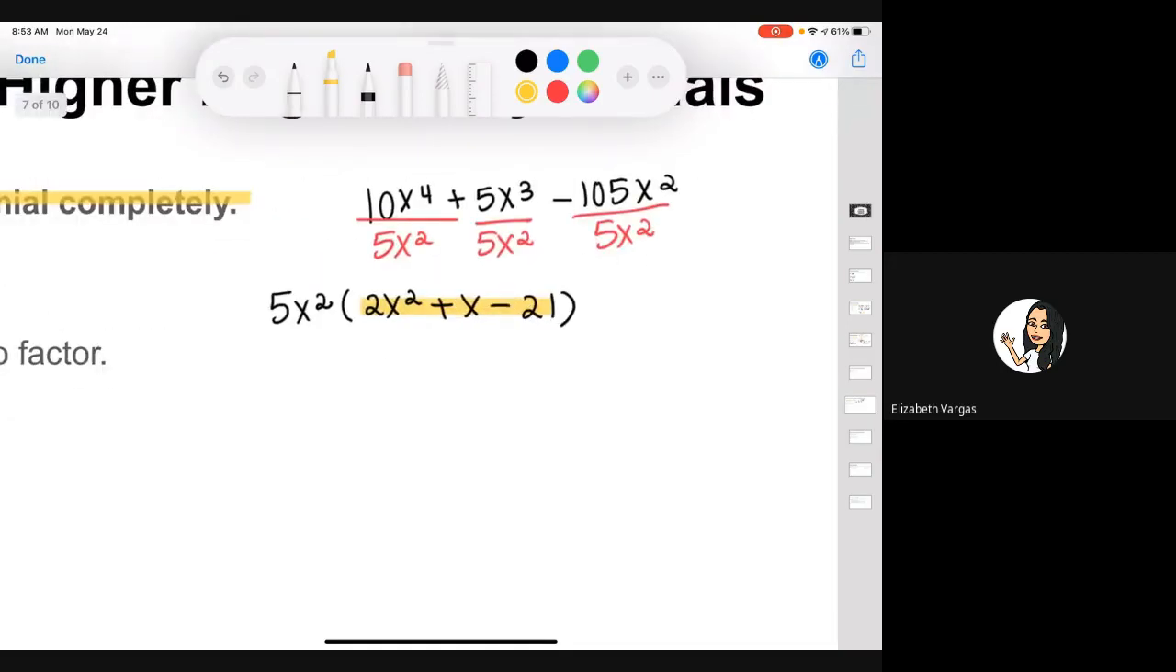Now what I want to see is, is there any way for me to factor this further? Let's remember our x method.